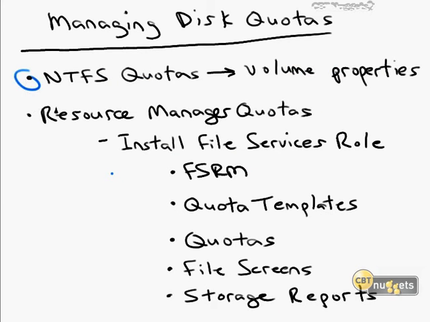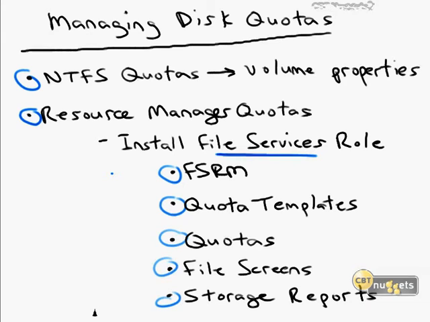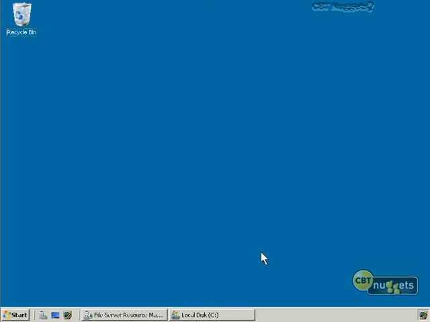Now then, managing disk quotas. NTFS quotas are handled in the properties of each volume. We go into My Computer, right-click a volume, go to Properties, and they're done through there. Resource Manager quotas, on the other hand, you remember from the last nugget, we'll do a very brief review. We install the File Services role, and we go into the File Server Resource Manager. We can set up quota templates, quotas, file screens, and storage reports. Let's have a look at quotas, shall we?